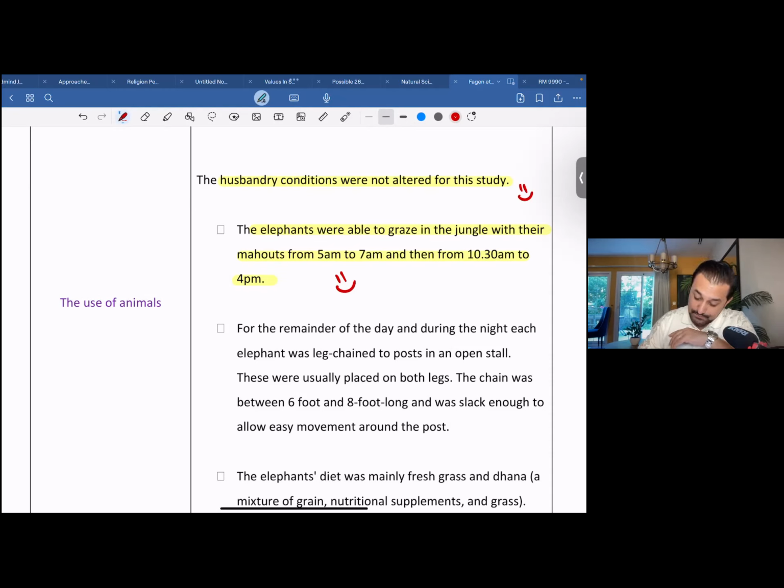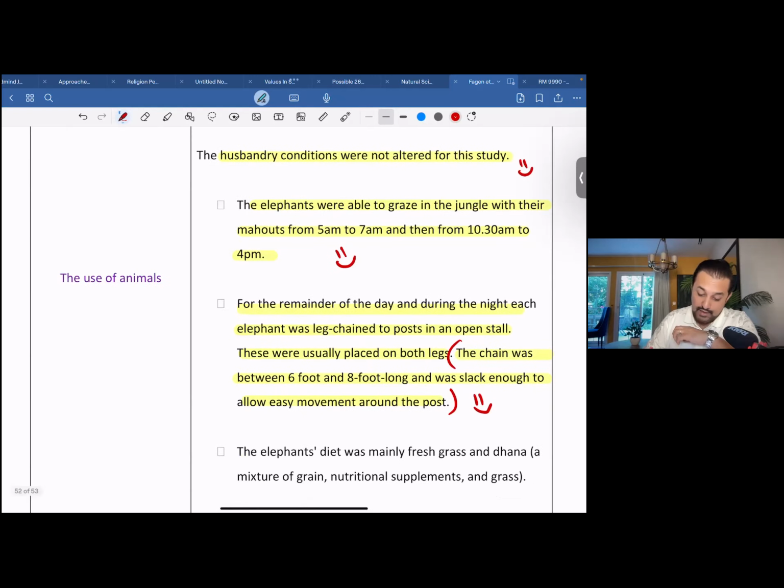The next one: for the remainder of the day and during the night, each elephant was leg chained at posts in an open stall. They were usually placed on both legs. However, the chain was between 6 feet and 8 feet long and was slack enough to allow easy movements around the post. So this part again works in favor of the researcher, right? So this is a good thing, you were allowing enough movement.